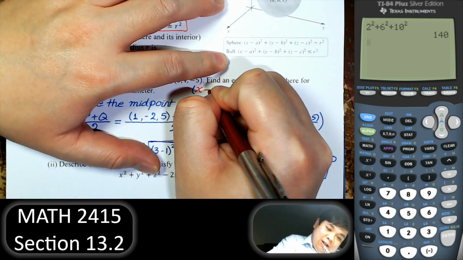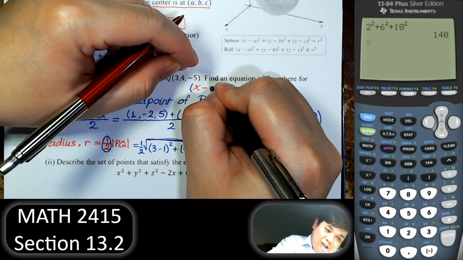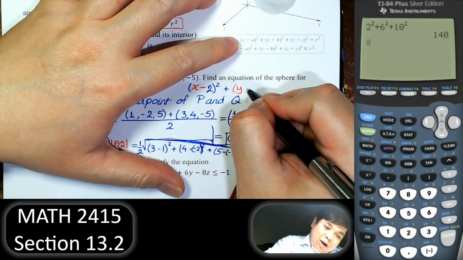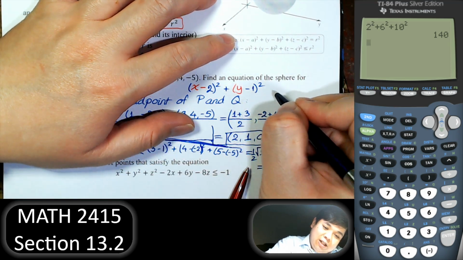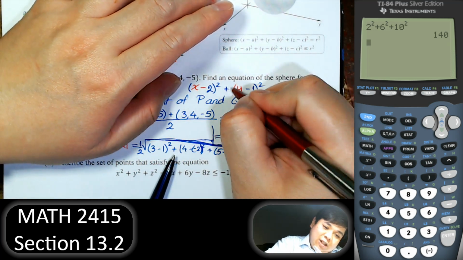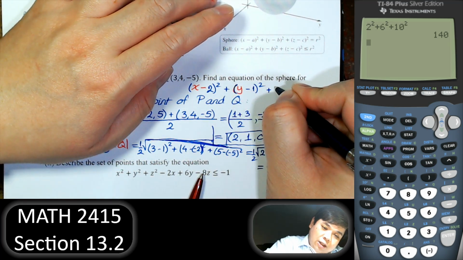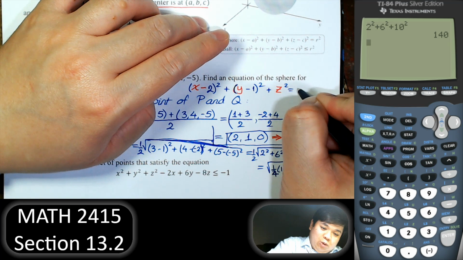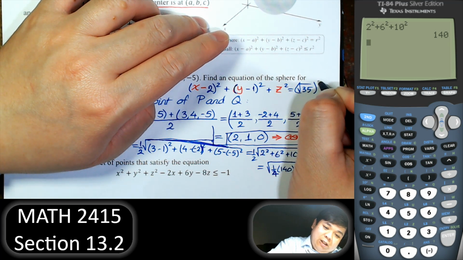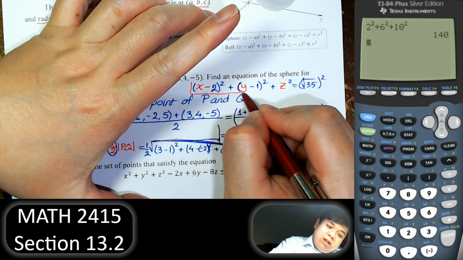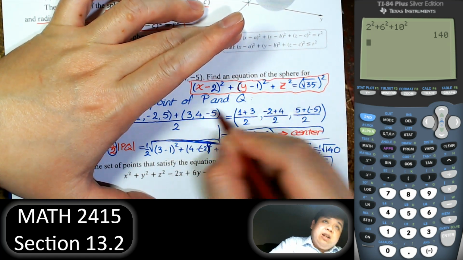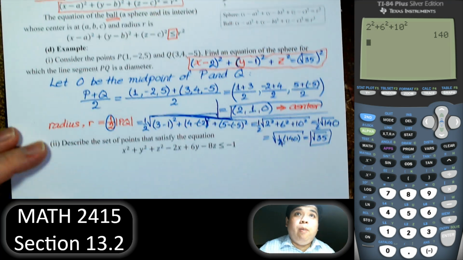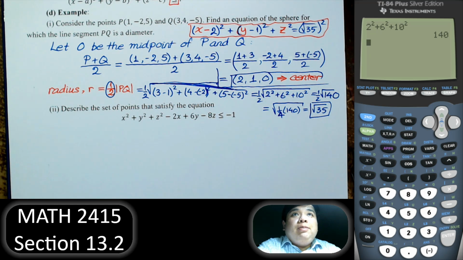x minus 2 squared plus y minus 1 squared plus z minus 0, so we just have z squared equal to square root of 35 squared, which is 35. So the equation of the sphere is given by that. Sorry about the spacing. I should write extremely small. Right?